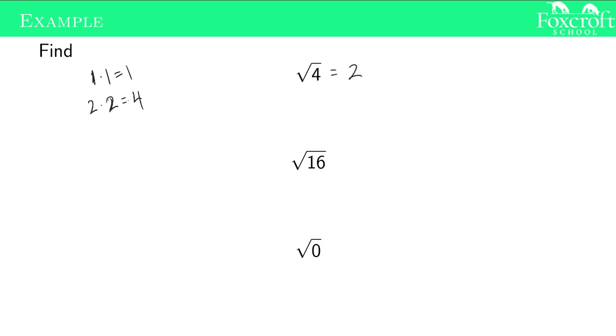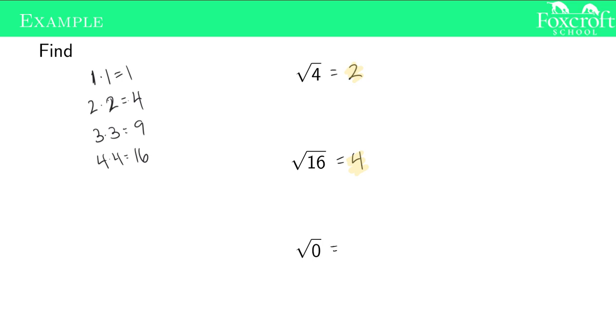And you just do this for all of these. So 16: we haven't tried 3 yet. That doesn't work, but 4, of course, works because 4 times 4 is 16. You're just trying to figure out whatever number you write here should be, if you square it, the number inside the square root.